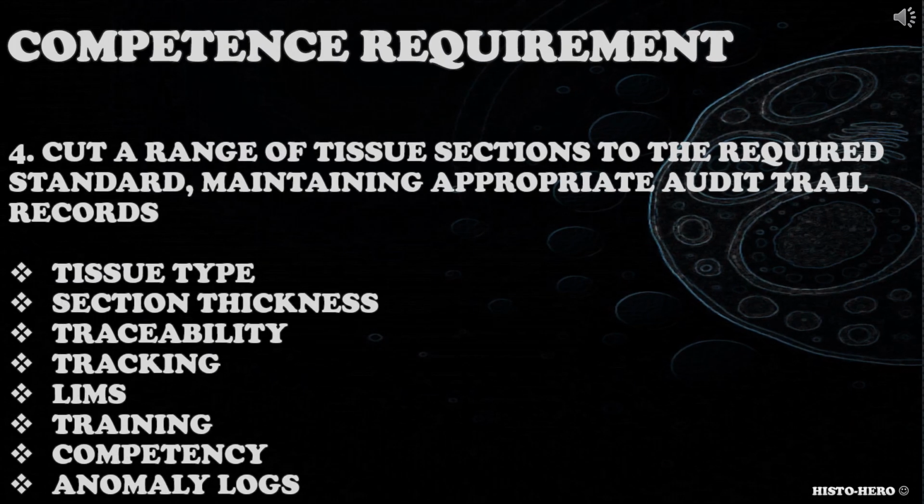The fourth competence requirement is cut a range of tissue sections to the required standard, maintaining appropriate audit trail records. Candidate should be able to cut various tissue sections and maintain audit trail. Does the candidate routinely cut tissue sections of various tissue types to required standard? Can they use audit trail in sectioning? Do they know why the audit trail is important? Do they follow special instructions for microtomy in their lab? Do they know the importance of cutting sections to required standard?